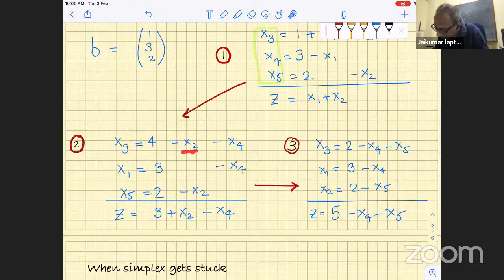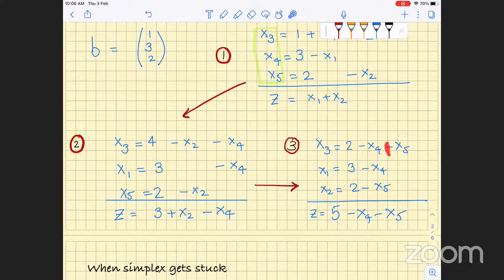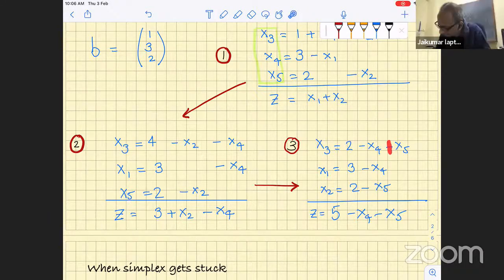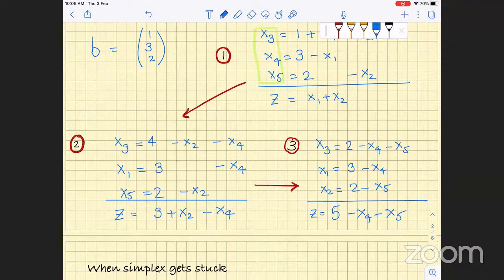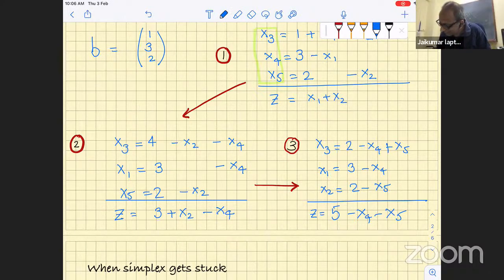So if you replace this by 2 minus x5, did I make a mistake? It should be 2 plus x5 minus x4. Right? Sorry, x2 is 2 minus x5, so 2 plus x5 minus x4. So this should have been a plus, right? Yes. Is that what you're saying? Yeah, you're right. Thank you. I'm very bad at this. So anyway, this should have been 2 plus x5.